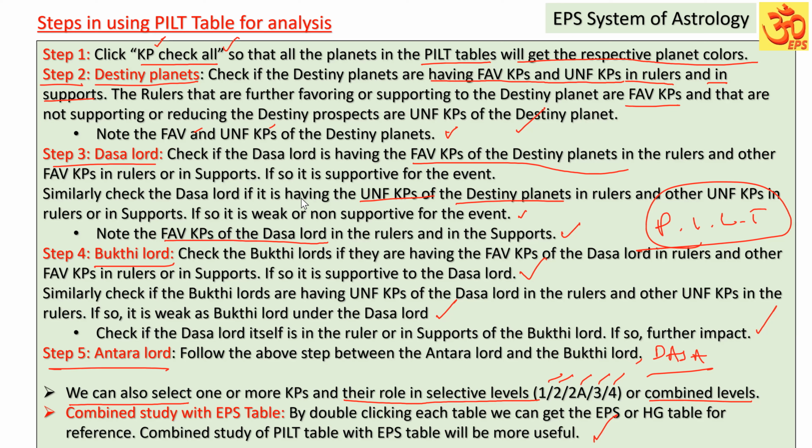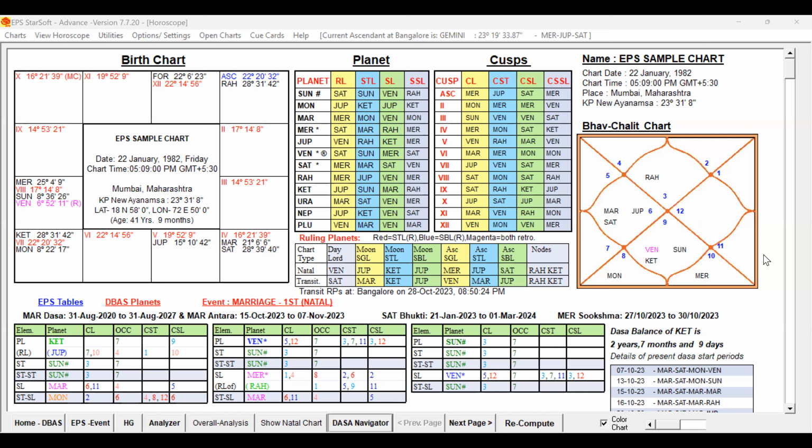See, same steps only. Step number 1 and 2, destiny planet. Third one is Dasa Lord, the fourth one is Bukti Lord, and the fifth one is Antara Lord. So these steps we will check with an example chart now. This is the sample chart which we have been discussing for the event of marriage. We have discussed many topics with it. We have taken this example chart, the same chart we will take.